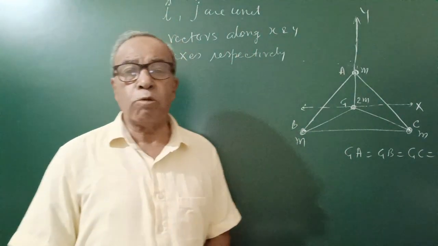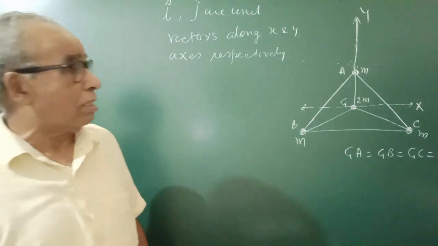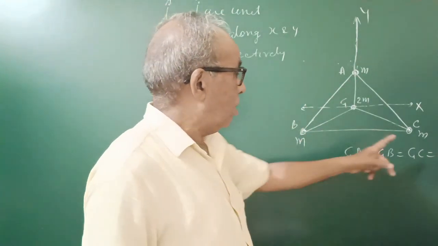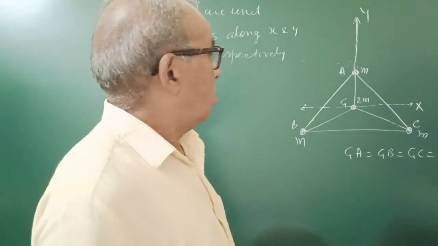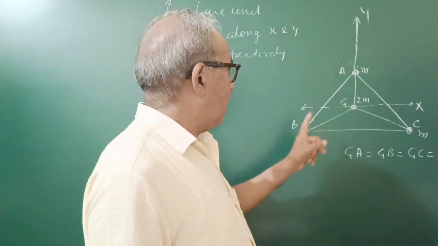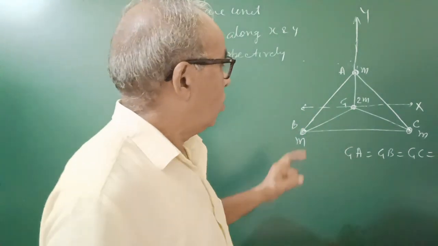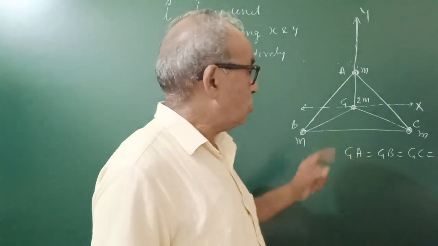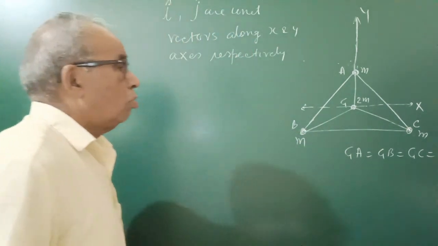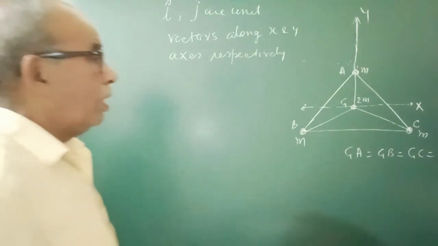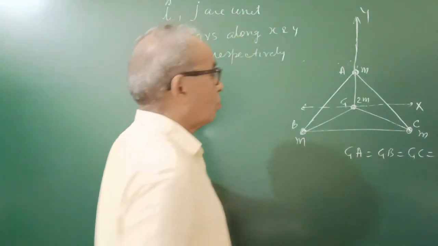Yes, friends, here is a question based on gravitation. Masses M, M and M are placed on the vertices of equilateral triangle ABC. Mass 2M is placed at centroid G. So here you are asked what is the total force acting on mass 2M.